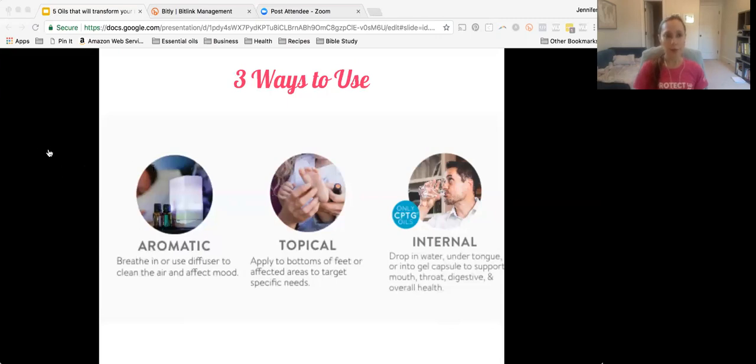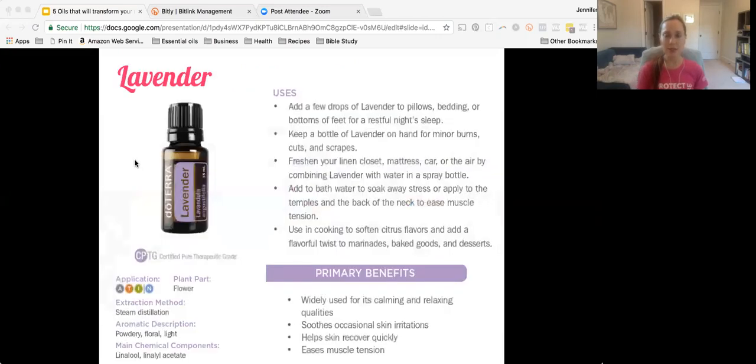All right, so those are the ways that you can use your oils on a regular basis. And let's dive into specific oils. And again, these are going to be the most practical, most popular oils to really have in your home for everyday use when you need them. So first oil we're going to start with is lavender.